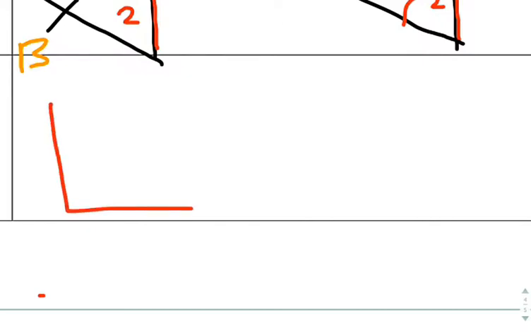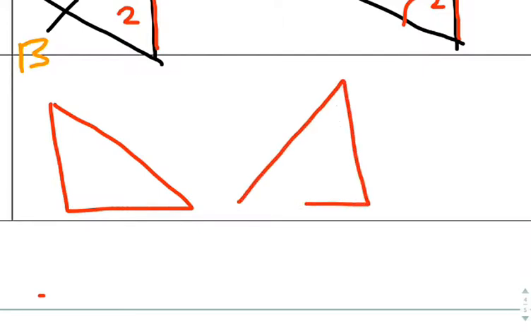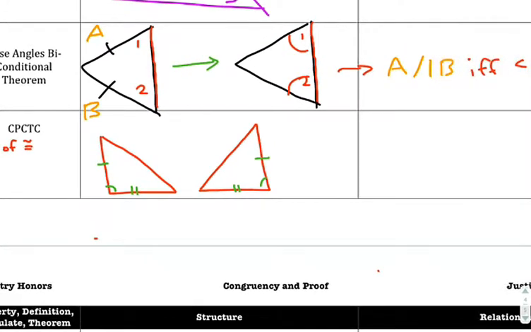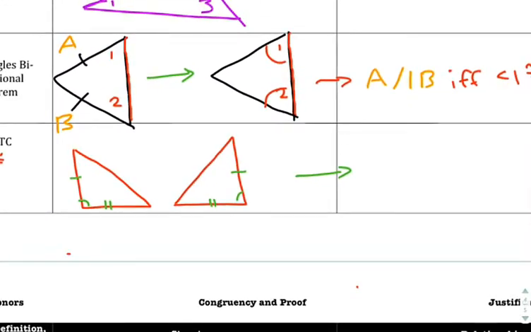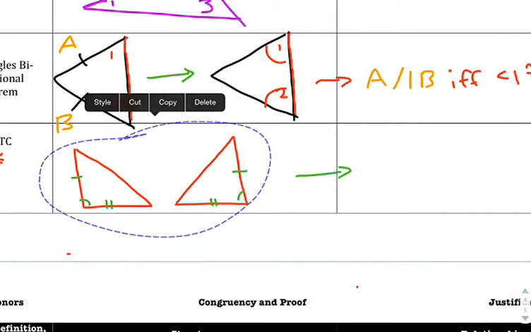So let's say you have this triangle, and you have this other triangle here. And you know that certain information is already true. Let's say these angles are congruent, this side is congruent to this side, and that side on the bottom is congruent to that side on the bottom. So if you consider that, right now you realize that these are congruent because of side angle side, and CPCTC justifies you in saying all the other pieces are too.